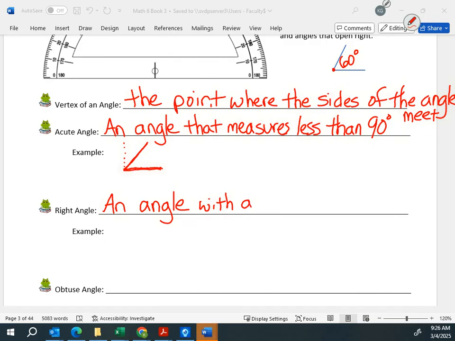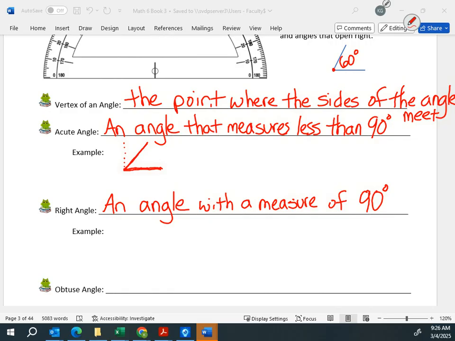So an angle with a measure of 90 degrees. So when we are doing measurements, we are putting that degree symbol in there. We're not doing temperature degrees with Fahrenheit and Celsius. It's just degrees because it's an angle measurement. So a right angle is an angle with a measure of exactly 90 degrees.